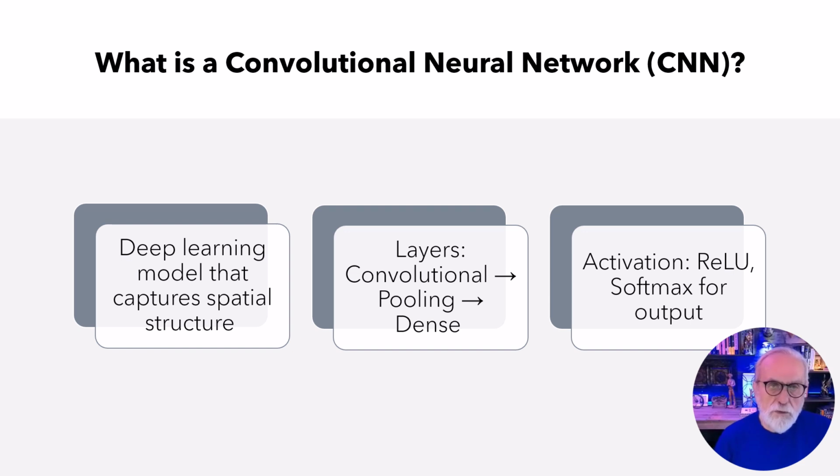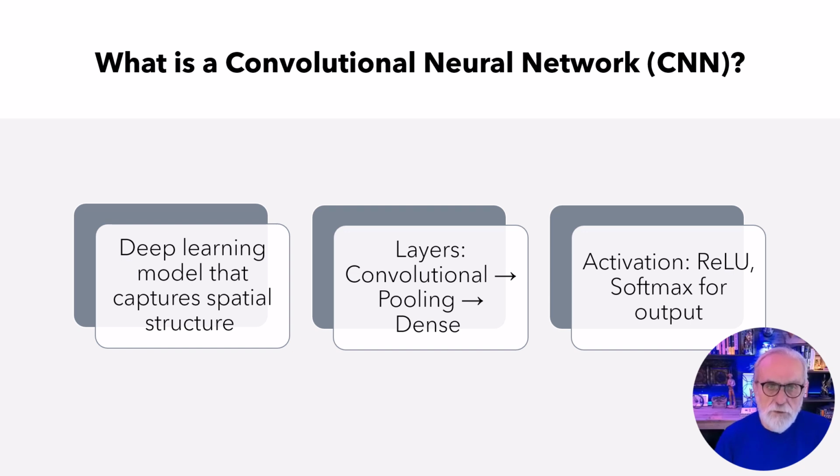Convolutional neural networks, or CNNs, are a class of deep learning models specifically designed for image data. CNNs are designed to exploit the spatial structure in image data. Unlike SVMs, CNNs preserve the spatial structure of images by using convolutional and pooling layers. This allows them to detect patterns like edges, shapes, and textures effectively.